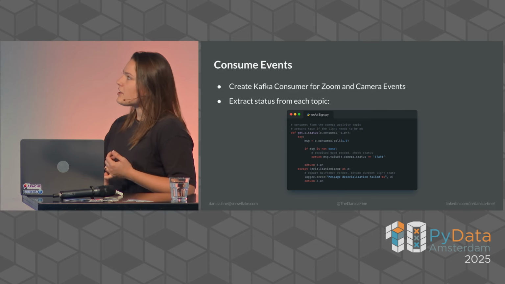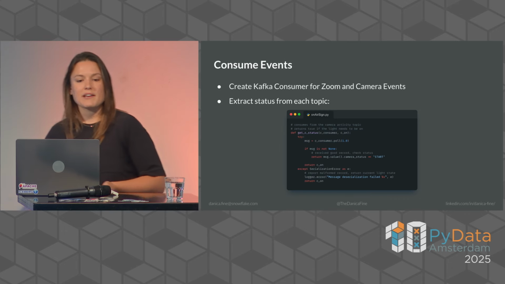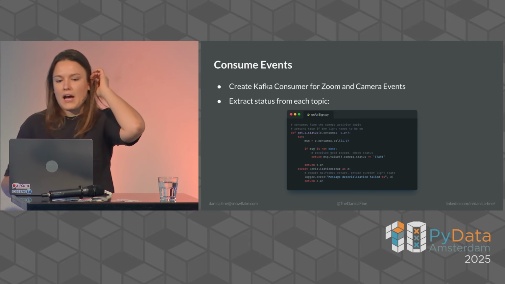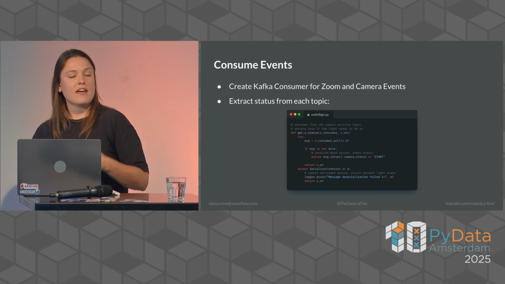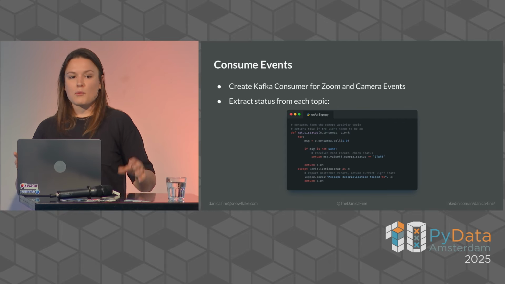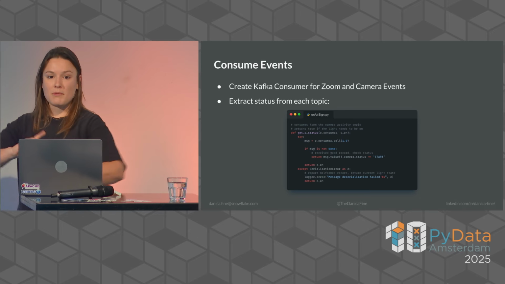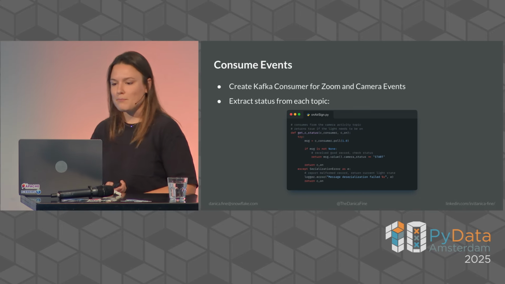So within each iteration of the while loop, I'm going to attempt to consume from each of these topics and extract that status if there's a new message in them. Okay? From each of these functions, I'm going to return a Boolean is on if that sign should be on from the perspective of both the camera event and also from the Zoom event, right? Because it might be the case that I just have my camera on or I'm just running Zoom without a camera. Okay, so we want to accommodate for that.